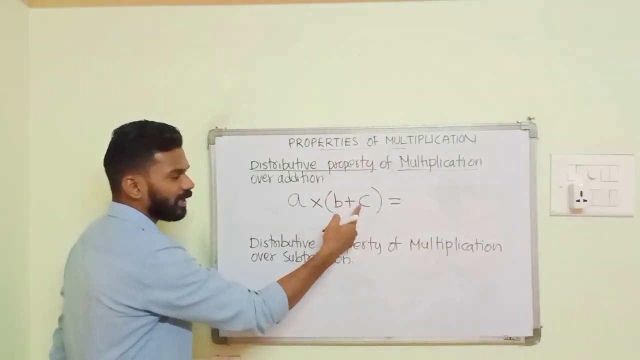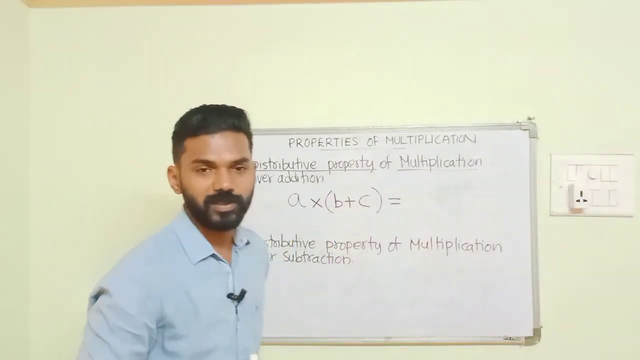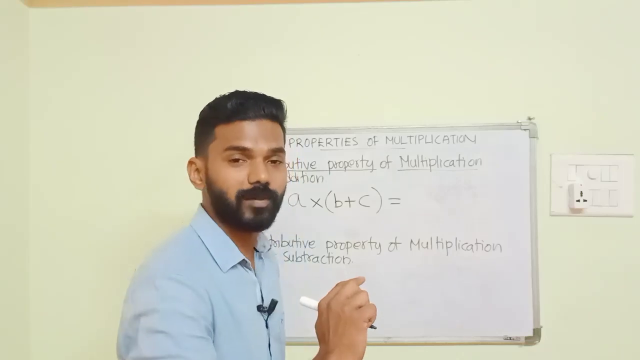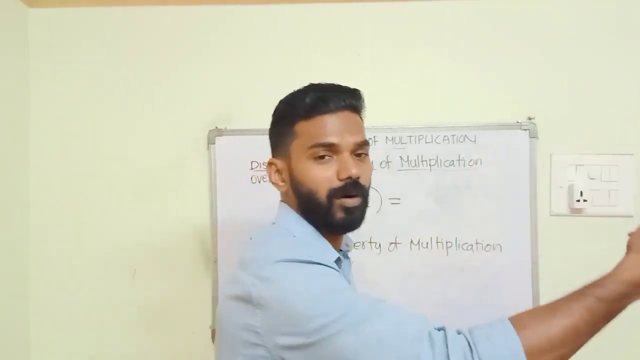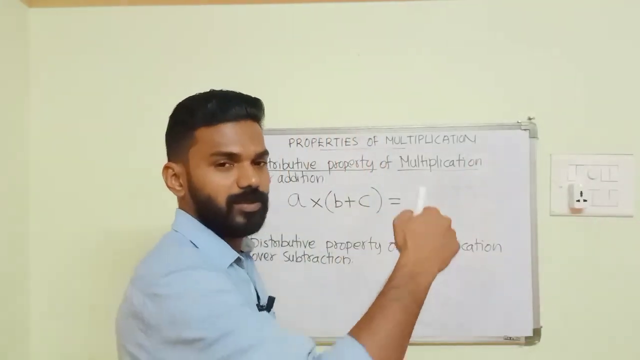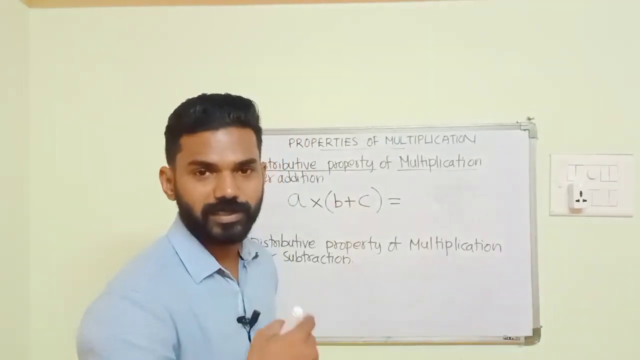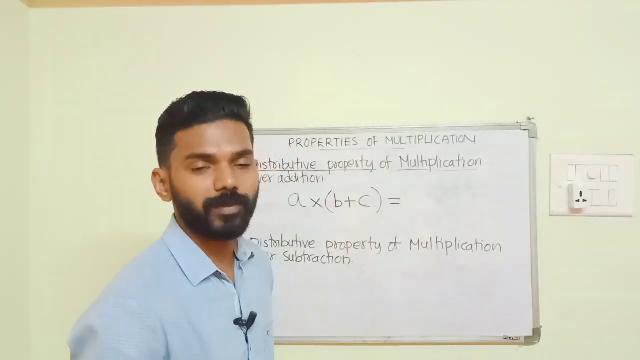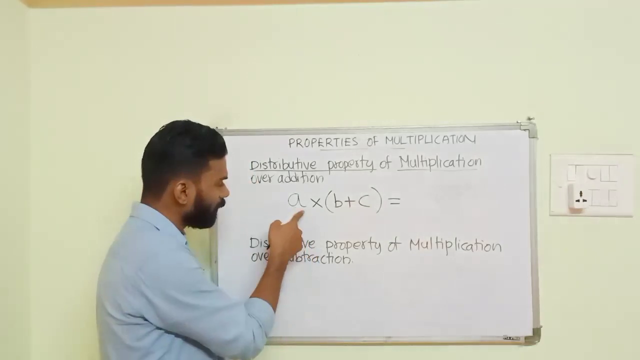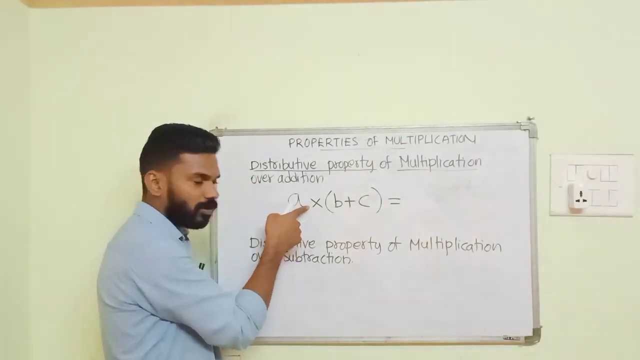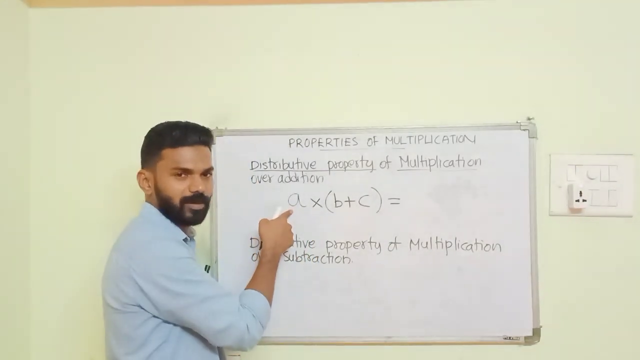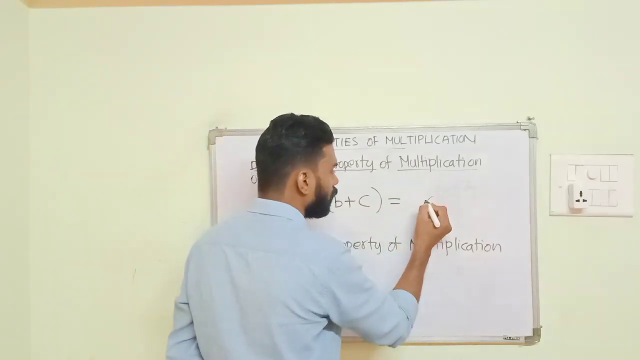How many numbers are added here? Two numbers. So we are going to distribute our multiplication among both these numbers. What is our multiplication? A into, or into A. That is our multiplication. So into A.